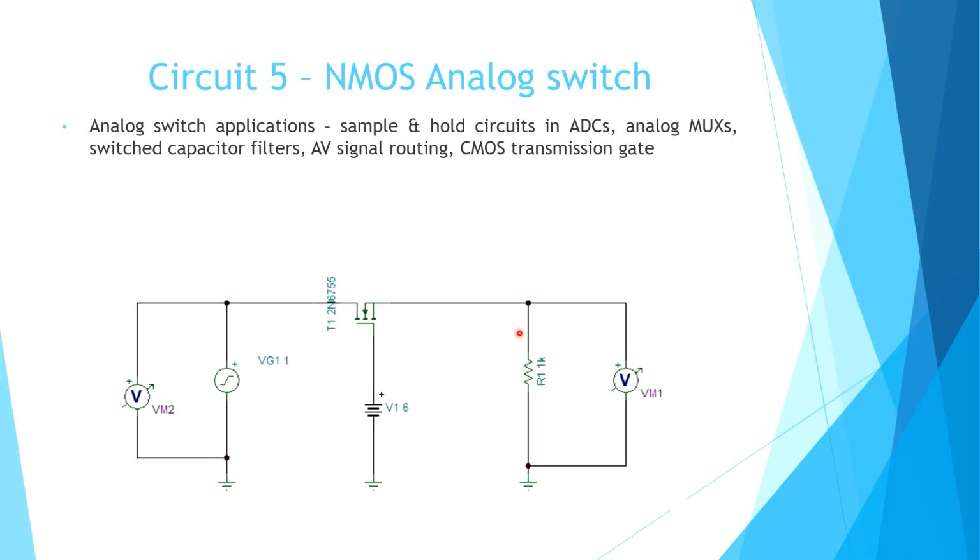The voltage will be transferred to the capacitor, then the switch will be turned off, and that capacitor will be holding that voltage, and further processing will take place here. Okay, and the next application is the analog mux.